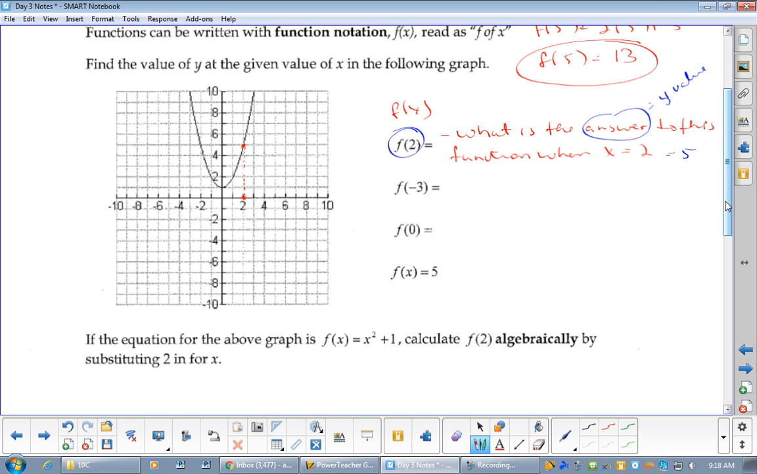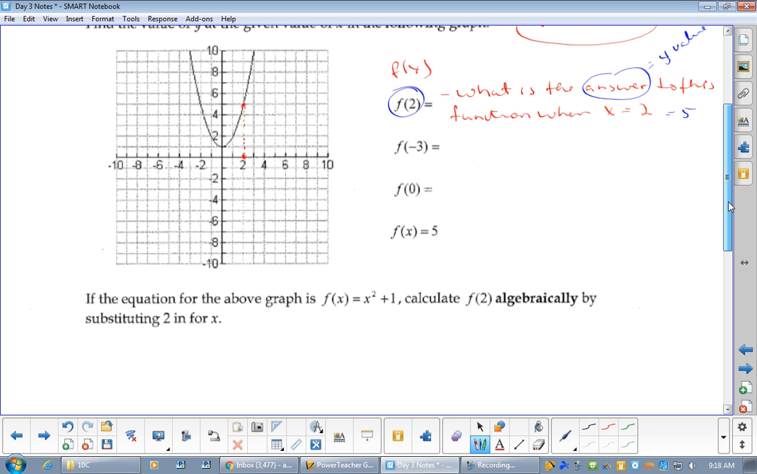Okay, now, let's just go through this. So the next one says, what does y equal when x equals -3? What are we getting, Raven?